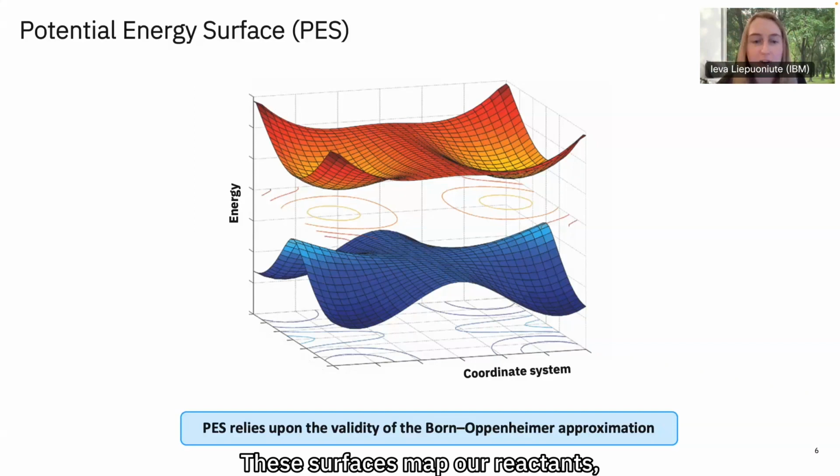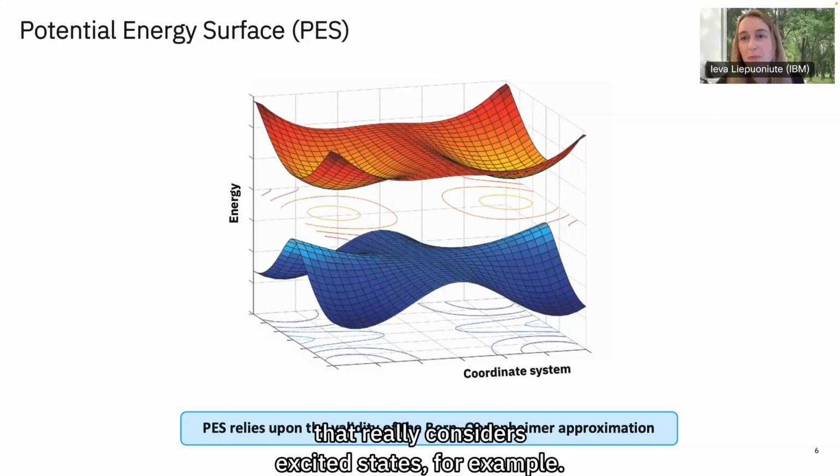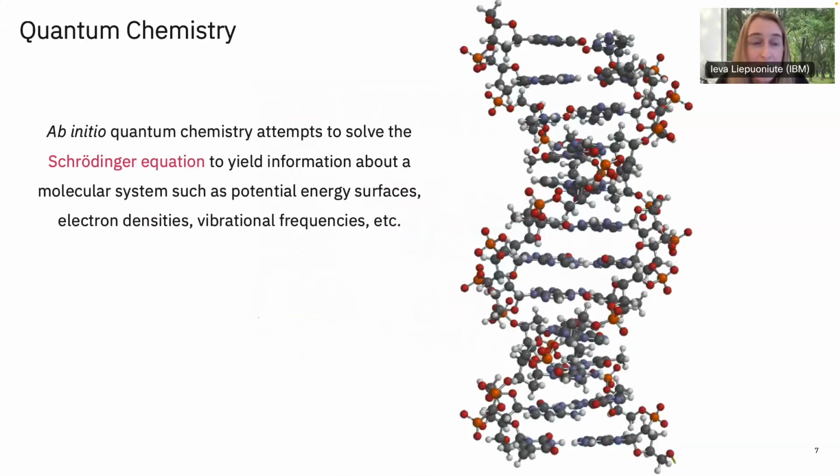These surfaces map our reactants, our intermediates, transition states, as well as our products. And for example, excited state surfaces are extremely important in photochemistry and in any branch of chemistry that really considers excited states. So this is pretty much it.